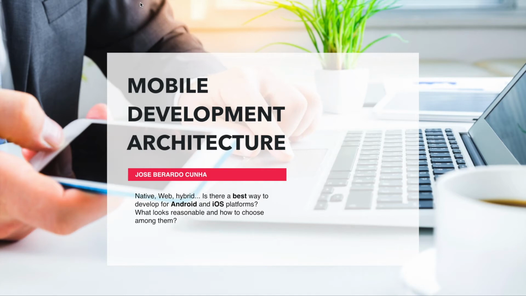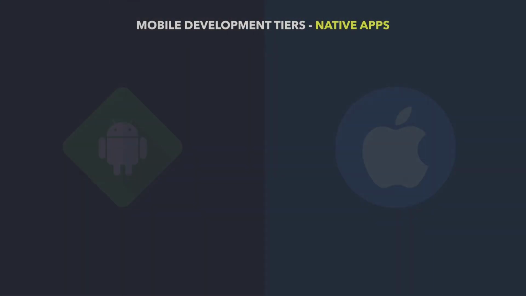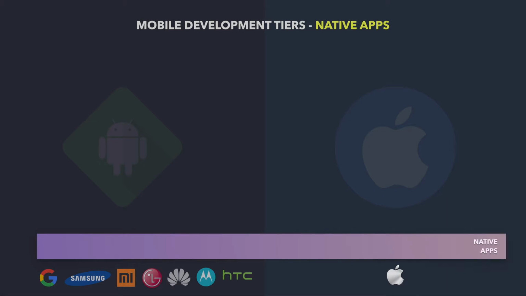Hi, Jose here, and this is the second video of the series about mobile development architecture. In the previous video, we started talking about native apps, and we talked about Android and iOS apps using the native approach. If you didn't see that video, I highly recommend you do so, because that's the starting point of the whole discussion about mobile development tiers.